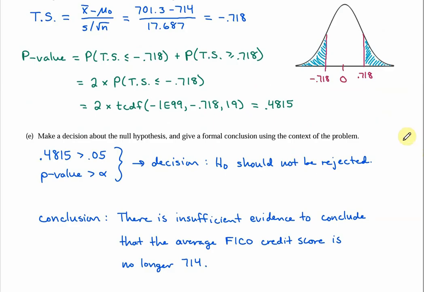With a gigantic p-value like that, of course it's going to be way above alpha. So we are not going to be rejecting the null, and that would mean that in the full formal conclusion, we don't have enough evidence, or we have insufficient evidence, to conclude what's in the alternative. So insufficient evidence to conclude that the average FICO credit score is no longer 714.